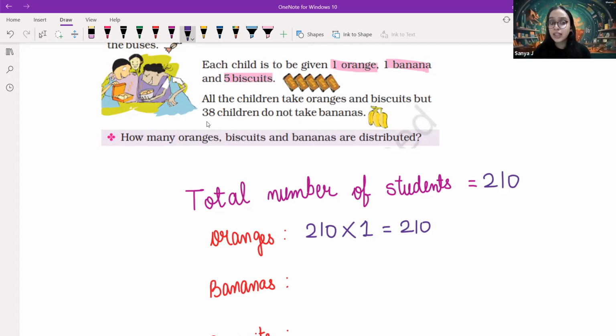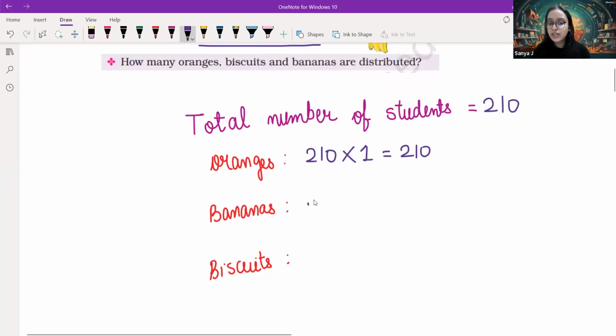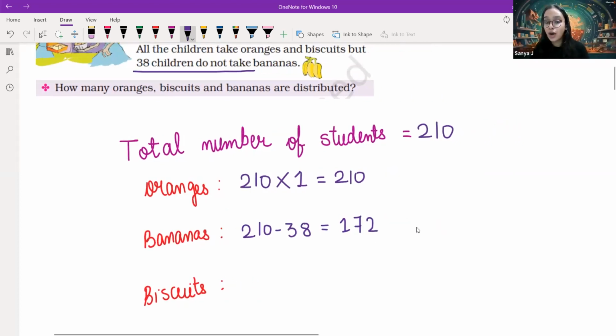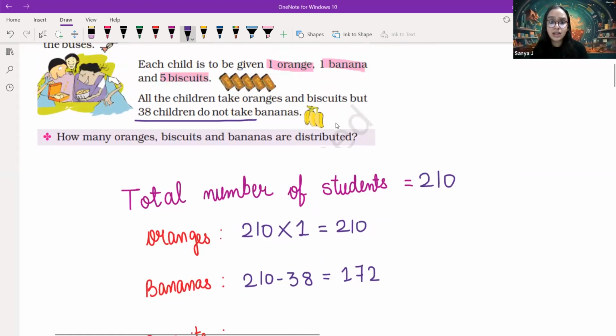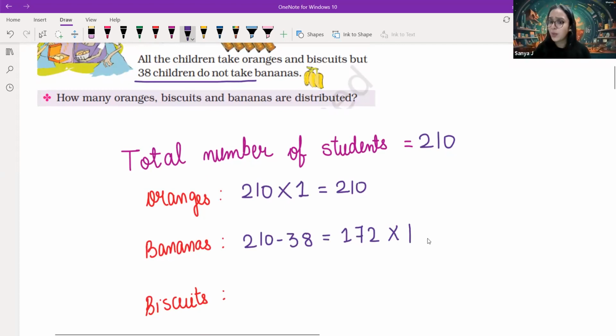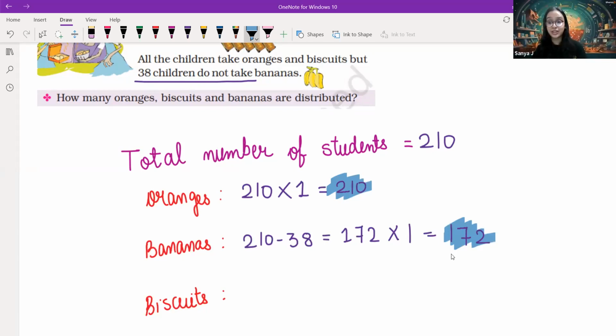Let's now move ahead with bananas. We know that 38 children do not take bananas, which means that for this, we will subtract 38 from 210 and this gives us 172. Now, one banana is given to each kid, which means we'll multiply 172 by 1, that is 172. So now we know that 210 oranges and 172 bananas are distributed.